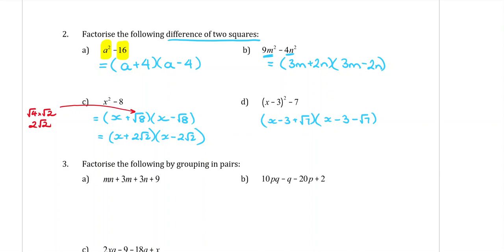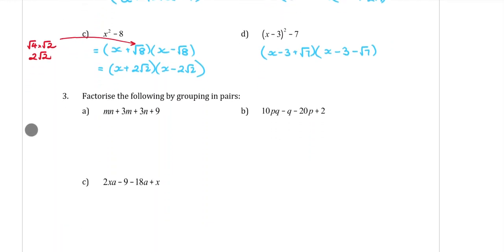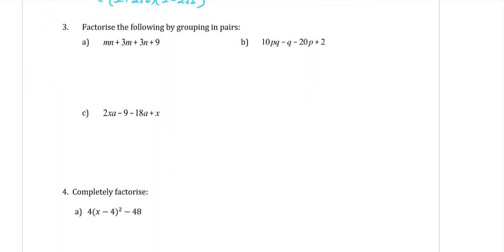Question 3, the third type of factorising is by grouping in pairs. So you'll identify this by having 4 terms, and you want to factorize them 2 terms at a time. Usually we just do the first and the second one together and the third and the fourth one together.